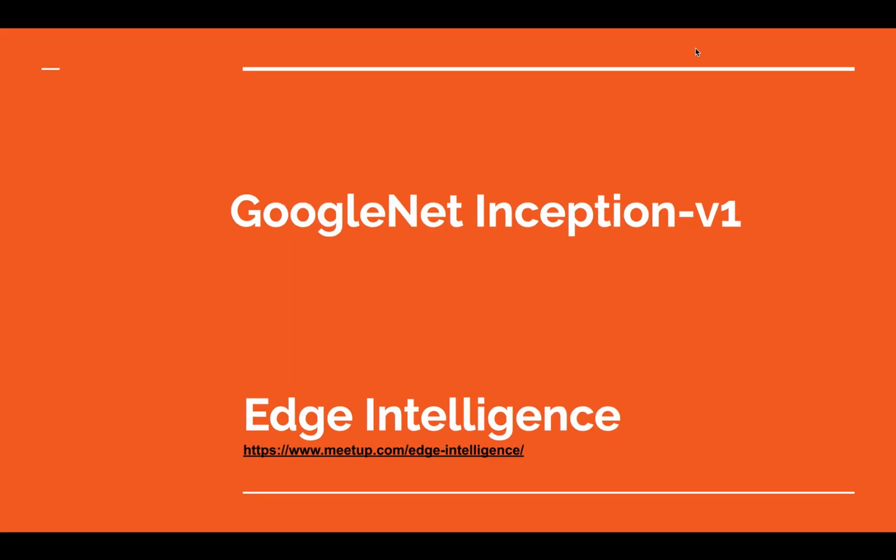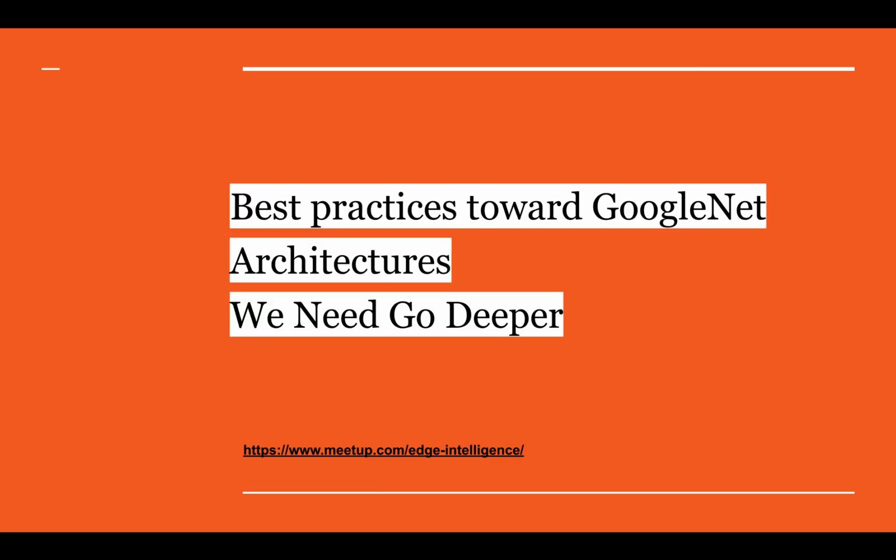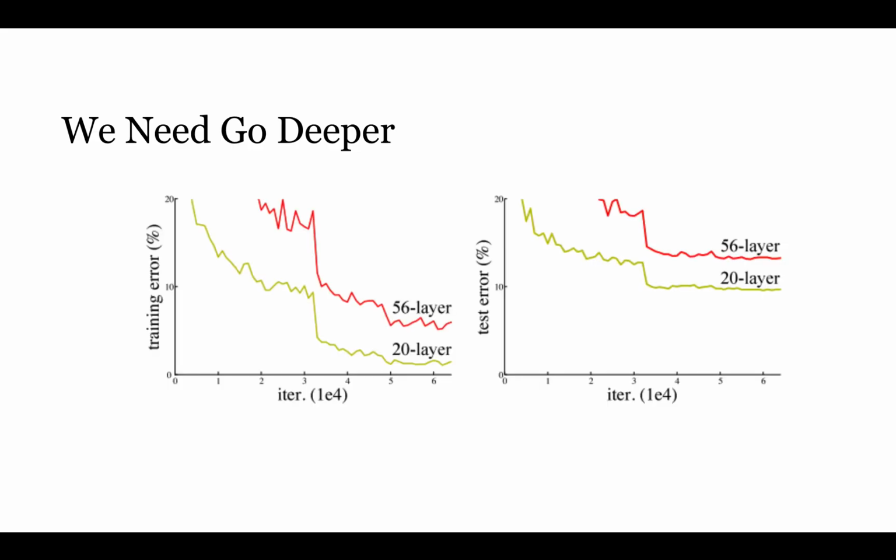Hello friends, today we are going to discuss GoogleNet, the Inception V1 network, and best practices toward the GoogleNet architecture, why we need to go deeper, what happens if we go deeper, and how we can solve the problems. There are different kinds of problems like vanishing gradient and computational problems. We need to go deeper because we need more accuracy.